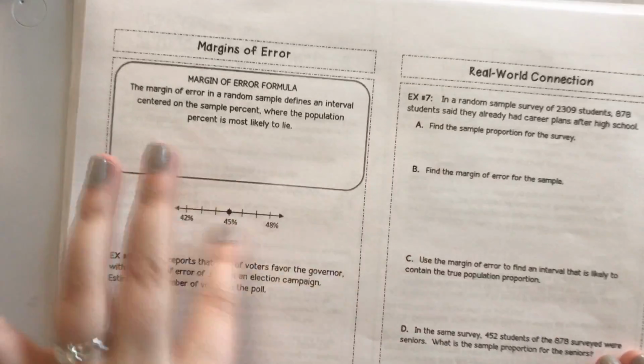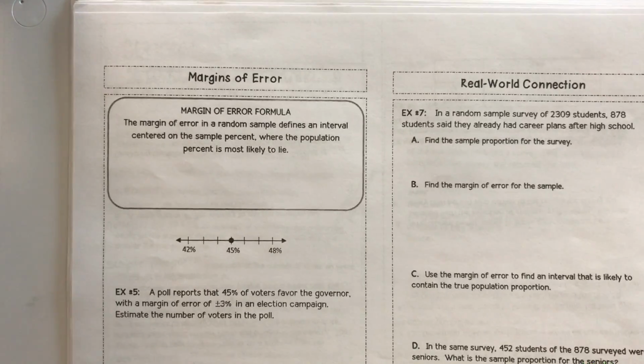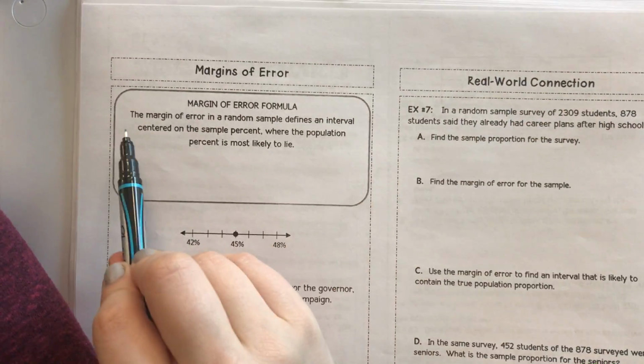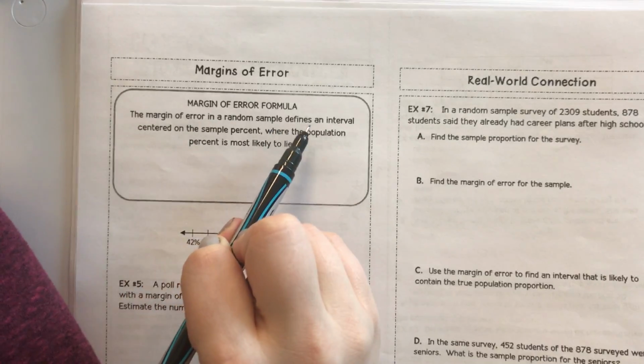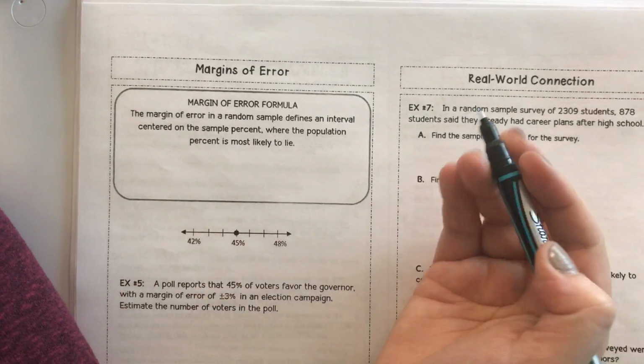Okay, we're going to do these two examples. So this is where the calculations start coming in. So margin of error is actually pretty easy. The margin of error in a random sample defines an interval centered on the sample percent where the population percent is most likely to lie.